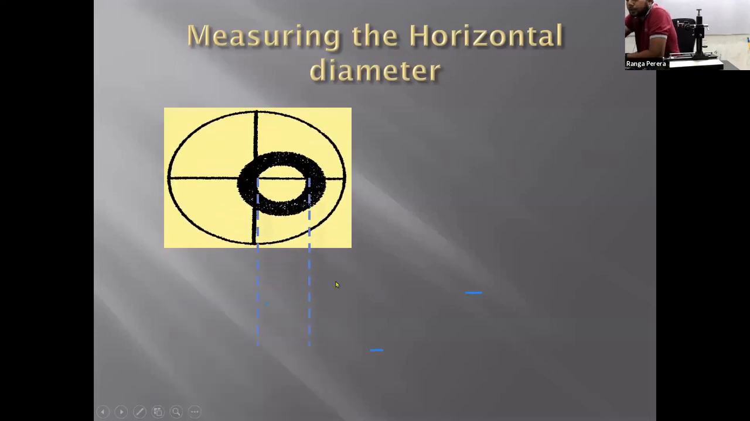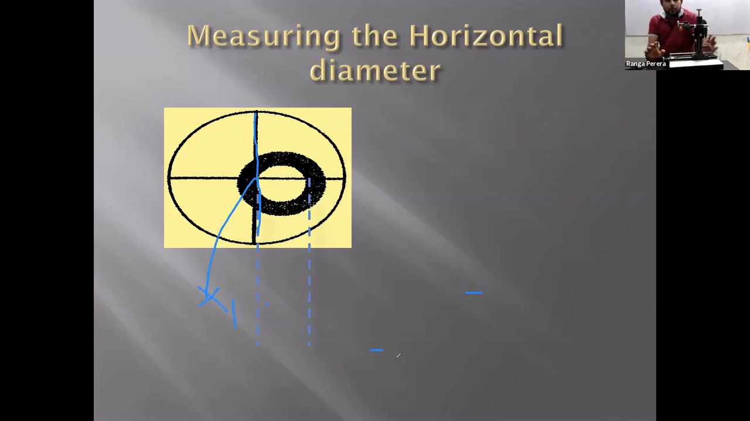Let's say I want to measure the horizontal diameter. What should I do? This is the horizontal diameter. I should keep this vertical line like this, and take the scale reading. Let's say this reading is at this point, I am getting the answer as X1, right?